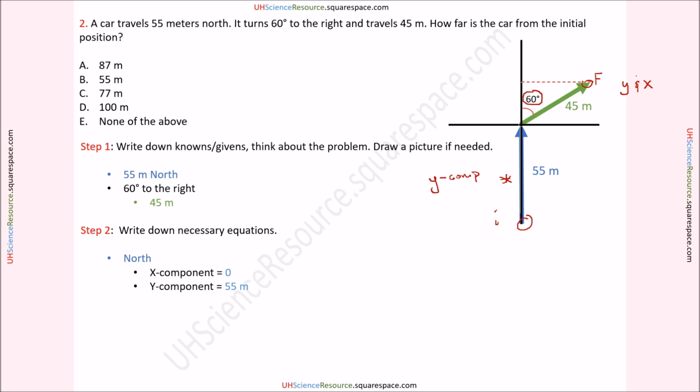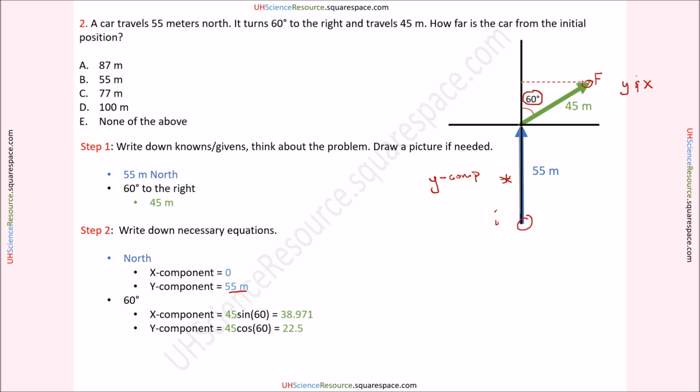If we're saying the x component is east and west, the car initially does not move anywhere east or west. It only travels north, and so all of the distance traveled is going to be in the north direction, or the y component. Next, the car turns right 60 degrees and then travels 45 meters.